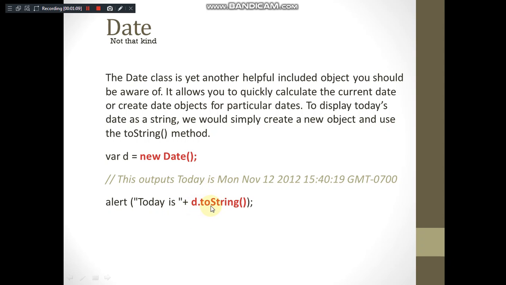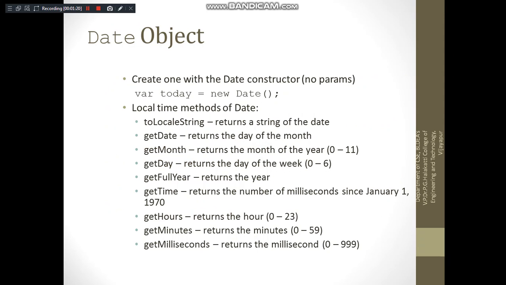D dot toString, when you do that, it is currently holding the current date when you have not passed any value for the date. It is taking the system's date. So the Date object has got a certain set of functions, and you know that the way to create an object of any user-defined object or built-in object is by using the constructor with the new keyword, right? Same way we can do it for Date also.